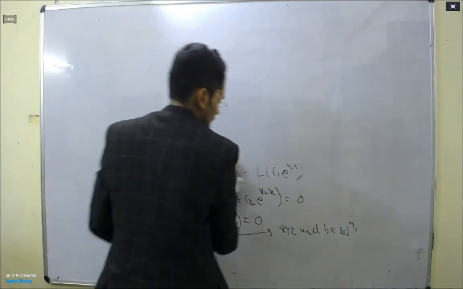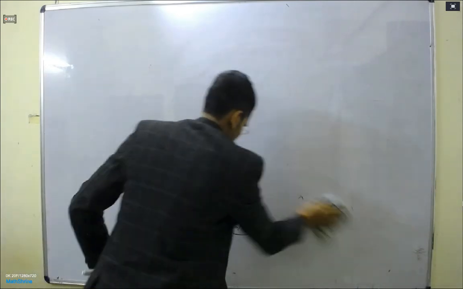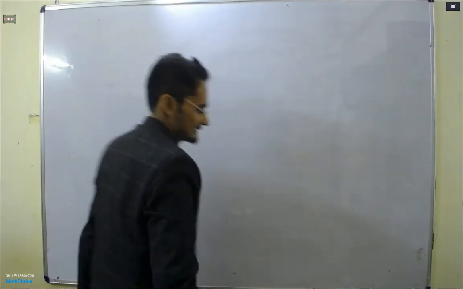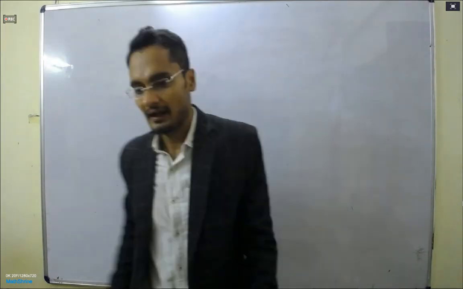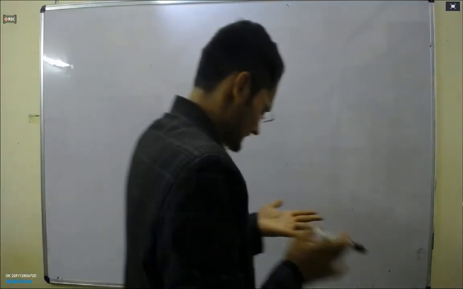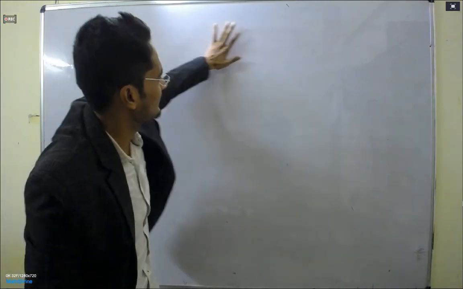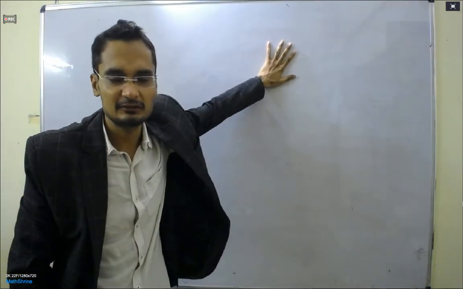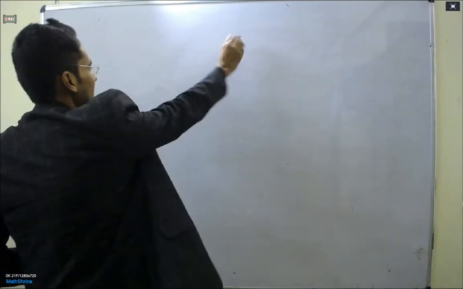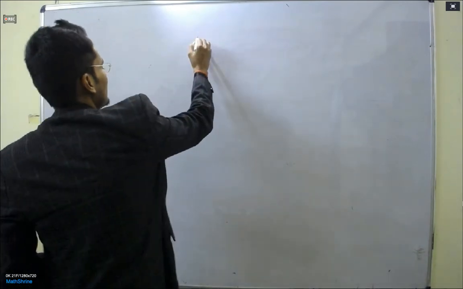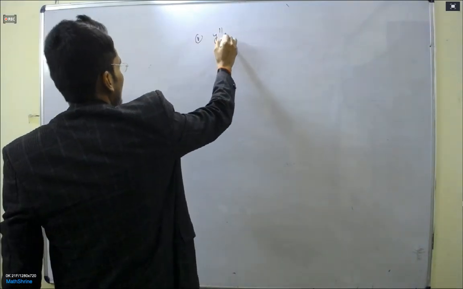y double dash plus 4y dash plus 3 is equal to 0. This is a differential equation. Then find the solution. Anyway, in your exam they will not ask you for the solution itself. They will always ask the nature of the solution, meaning they will ask y1 tending to infinity, y2 tending to infinity. So anyway, let us solve it.